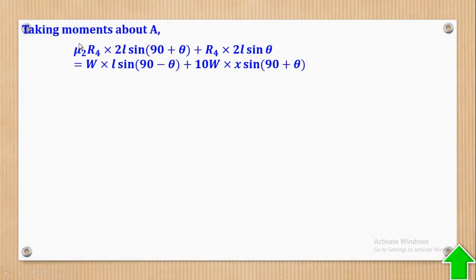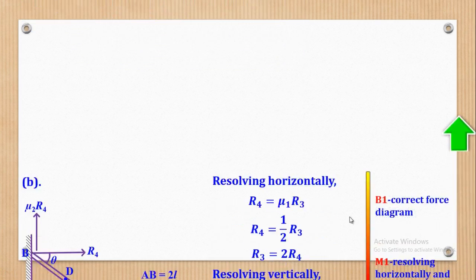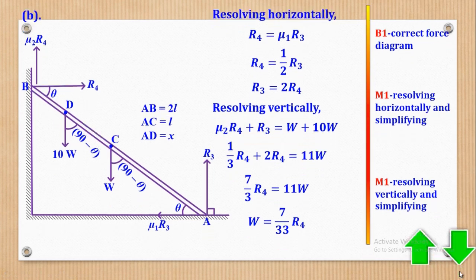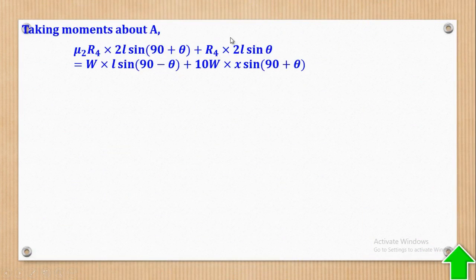So that is where this is coming from. Now let's go to this moment for R4. So for R4, the force is R4, then it also originates from point B, meaning the distance will be AB, which is 2L, and the angle between the ladder and the force is theta, meaning the moment will be R4 times 2L sine theta.